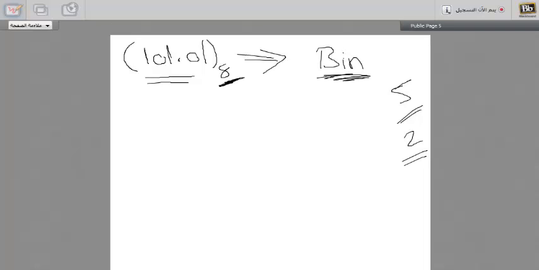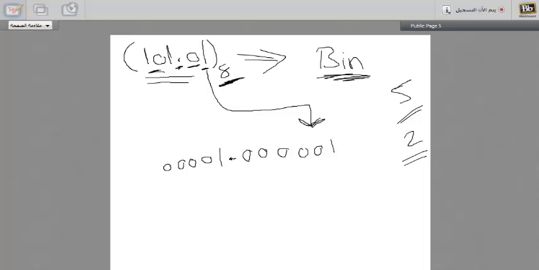Right. Now you started thinking about it. Each digit in the octal is 3 digits in the binary. So what is 1 in binary as a 3-digit representation? Yes, thank you, it's 100. Now, what is 0 in 3-digit representation? 000. Now we bring our dot and put it here. Again, the 1 is 100, and then the 0 is 000.